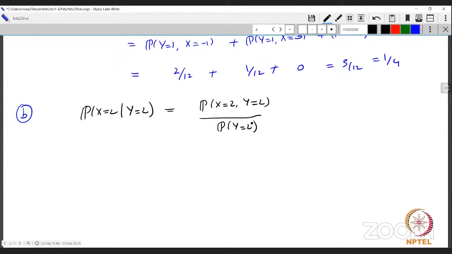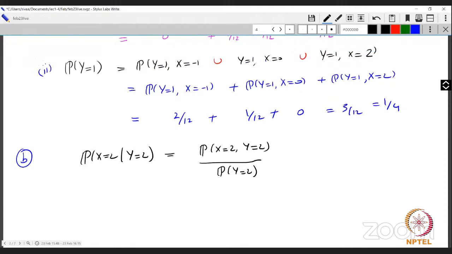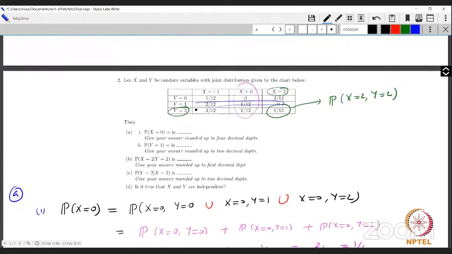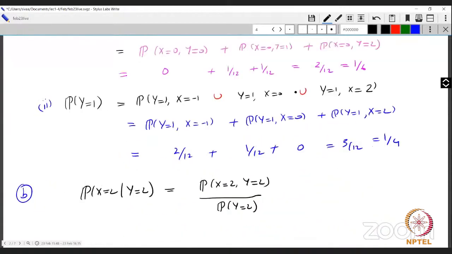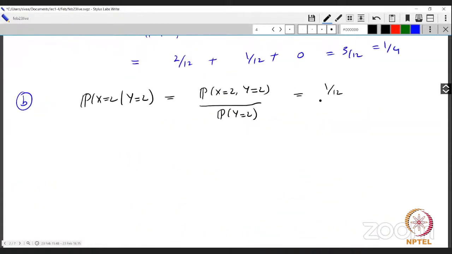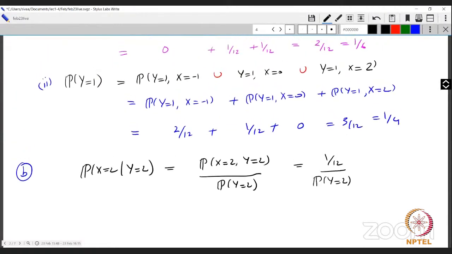So now, if I want probability x equal to 2, y equal to 2, I go back up again. That's just this number. X equal to 2 and y equal to 2, we know it's 1 over 12. So the top is easy, it's 1 over 12. And the bottom is again probability y equal to 2.